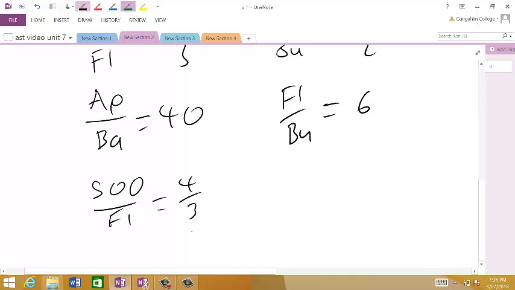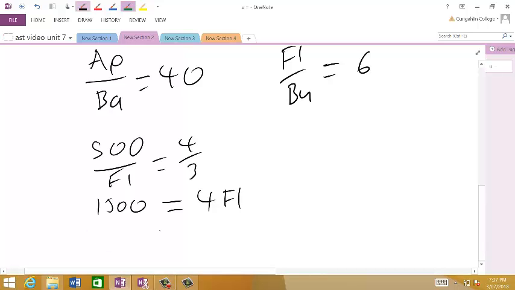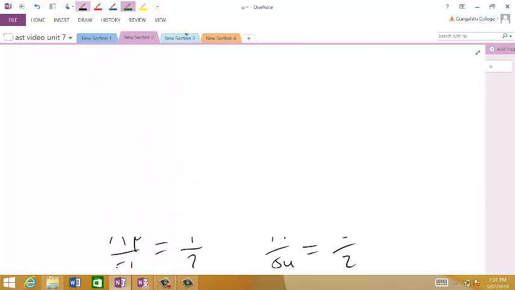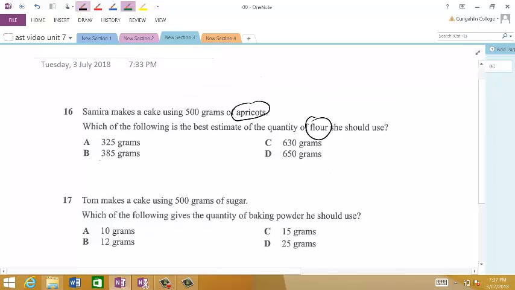Multiply both sides by 3, so we have 1500, and multiply both sides by flour, so we have 4 times flour equals 1500. Then divide by 4. If we do this, we can see we're dividing 15 by 4. It goes into 12 with 3 left over. 4 into 30 goes 7 with 2 left over. 375 equals flour, and we can see that 375 is closest to B. In this case, that's our best estimate.